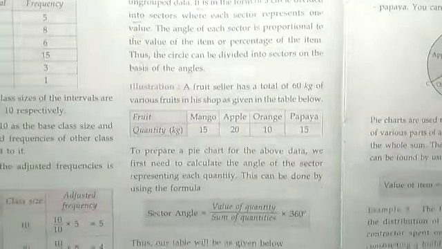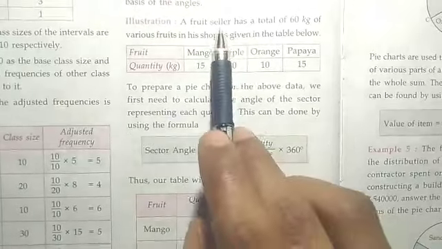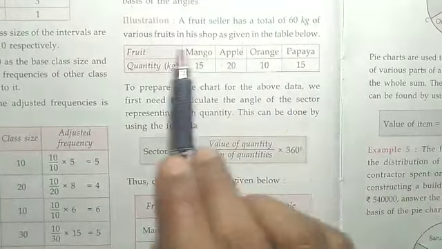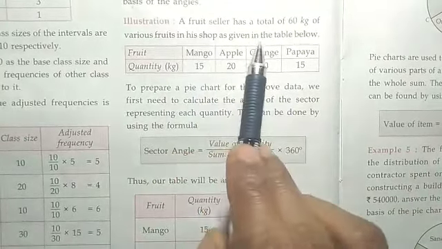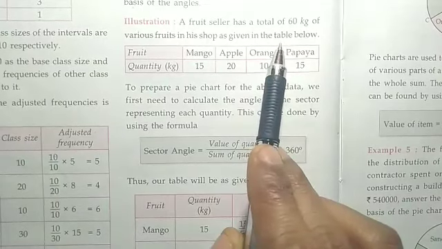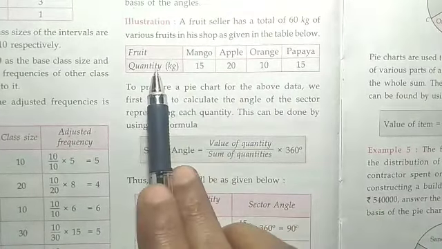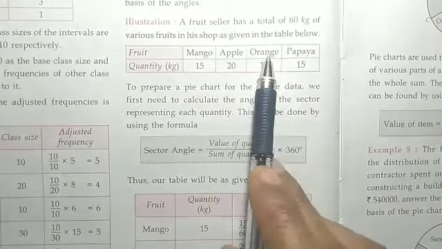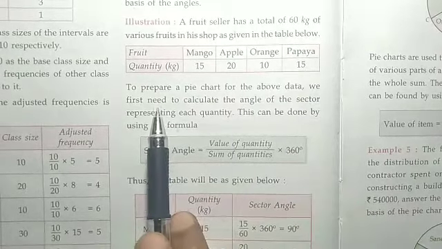Example given here. A fruit seller has a total of 60 kg of various fruits in his shop as given in the table below. Fruit: mango 15 kg, apple 20 kg, orange 10 kg, papaya 15 kg.